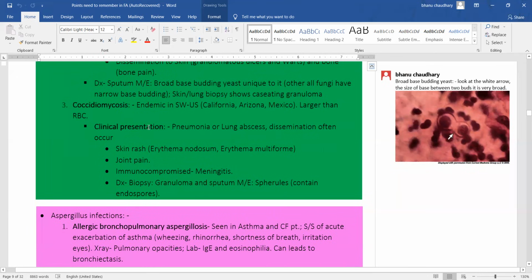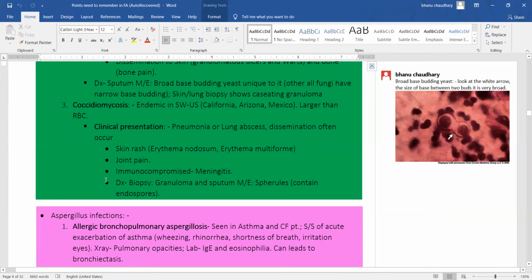Okay, and yeah, you will get the skin rash if the dissemination occurs, and you need to know that dissemination occurs even in the immunocompetent patient, not just in the immunocompromised. It will show as erythema nodosum, which is bumpy nodules over the skin, very painful nodules over the skin. You will get reddish skin, and you can also get the erythema multiforme. Like I told you, you have this targetoid lesion in the erythema multiforme. So a skin rash, you will get the joint involvement, you will get the joint pain, and in the immunocompromised patient, you will get the meningitis.